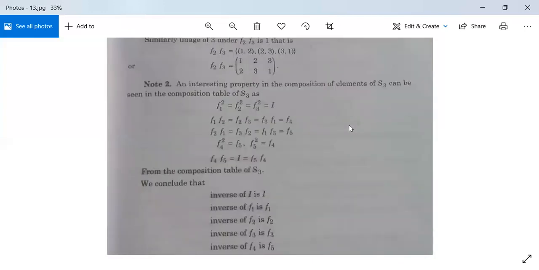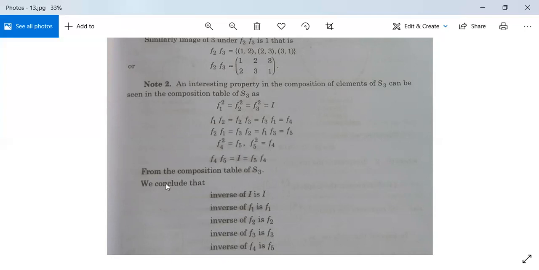Therefore, an interesting property in the composition of elements of S3 can be seen in the composition table of S3. F1 square, F2 square, F3 square are all equal to I. F1 composition F2 is equal to F4, and F2 composition F3 and F3 composition F1 are equal to F4. F2 F1, F3 F2 and F1 F3 are all equal to F5, and F4 square is F5, F5 square is F4. F4 composition F5 is I and F5 composition F4 is I.